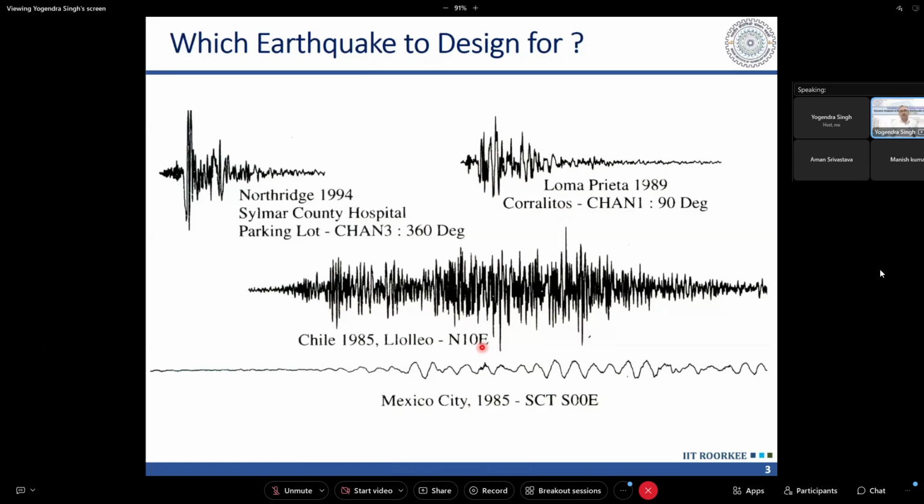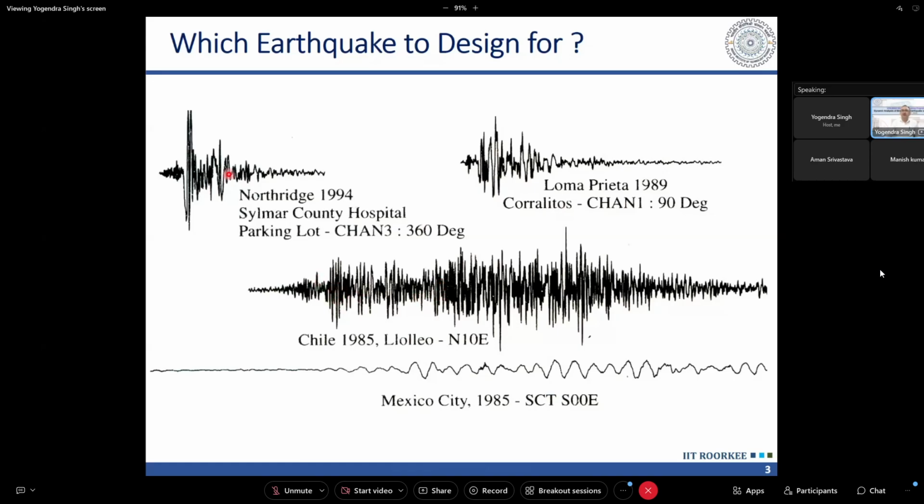So one question which we have to answer is which earthquake I should use in our analysis. The first thing which comes to our mind is that one single earthquake is not going to be enough, because the earthquake which will affect my site or my structure will be different than the past earthquake.